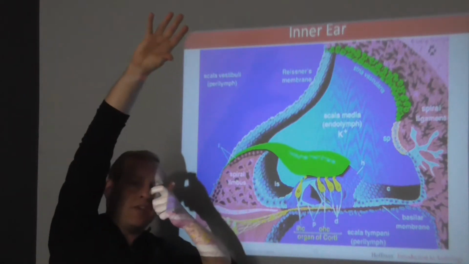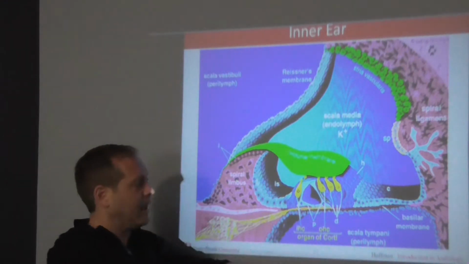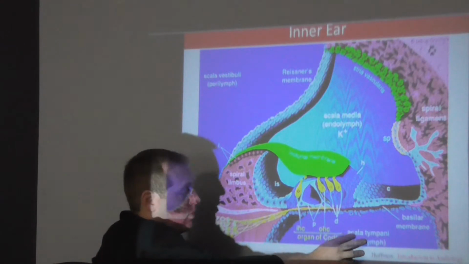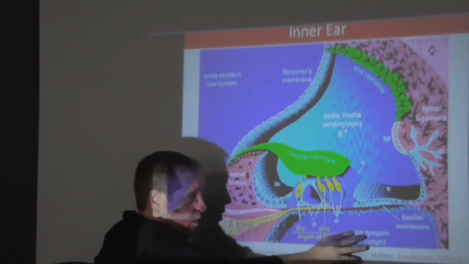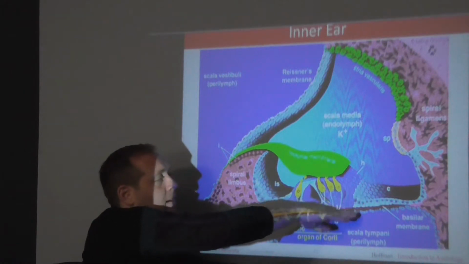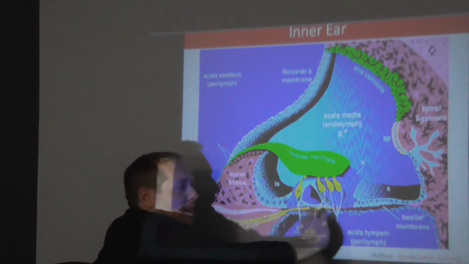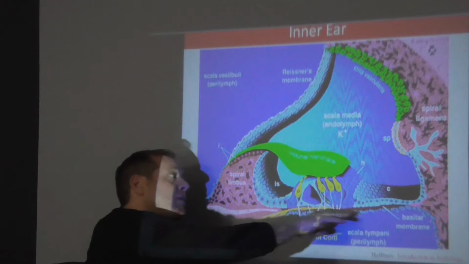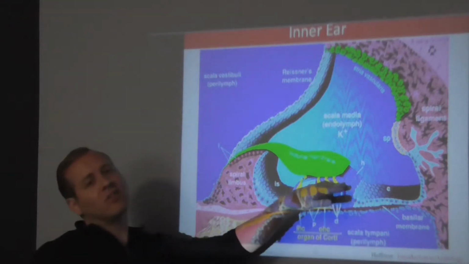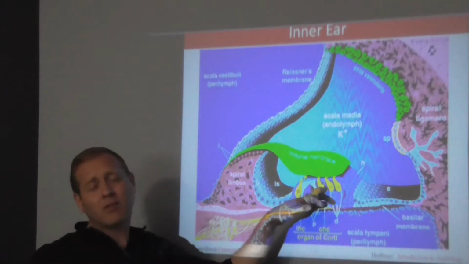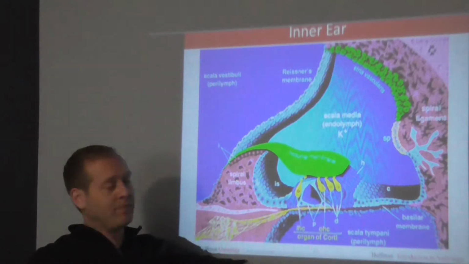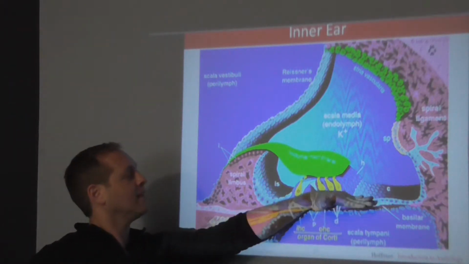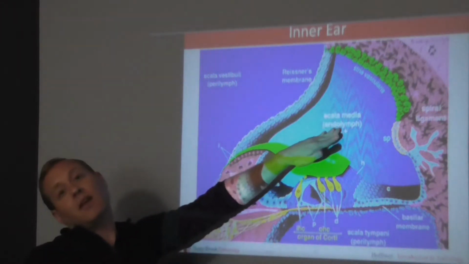Then the energy travels down the scala tympani, the perilymph fluid. As the perilymph fluid in the scala tympani moves, it's vibrating the bottom wall of the scala media, or the cochlear duct. That bottom wall is known as the basilar membrane. Not named after Mr. Basilar, no capital B. Basilar membrane. So as that vibrates, it vibrates the endolymph in the scala media.